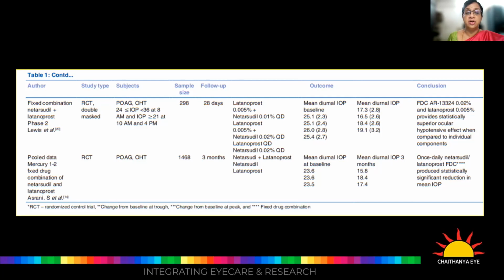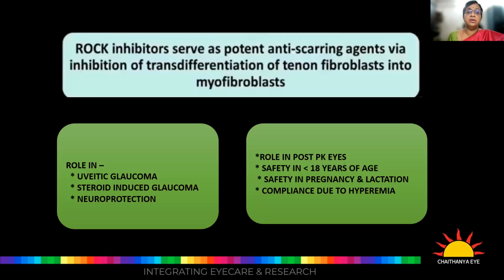mean intraocular pressure. So apart from the IOP reduction, ROCK inhibitors, especially ripasudil, are said to inhibit the differentiation of the Tenon fibroblast to myofibroblast. So it is believed that post-trabeculectomy, you can prevent scarring with the use of ripasudil.